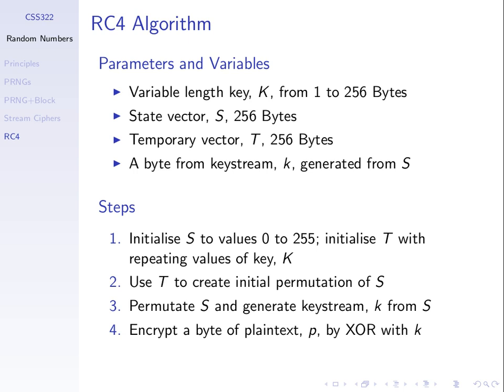There are two important variables used or maintained in the operation: the state vector S, 256 bytes, and some temporary vector T, same length. And what we do is we generate a byte each time. We have a loop and we generate one random byte and then another random byte. This is our key stream. It's generated from the state vector.